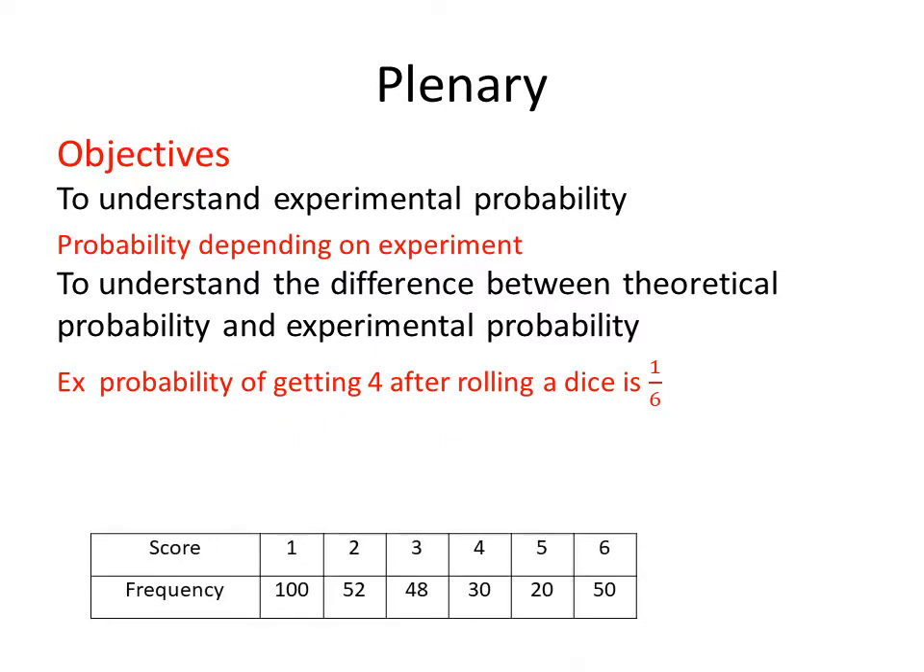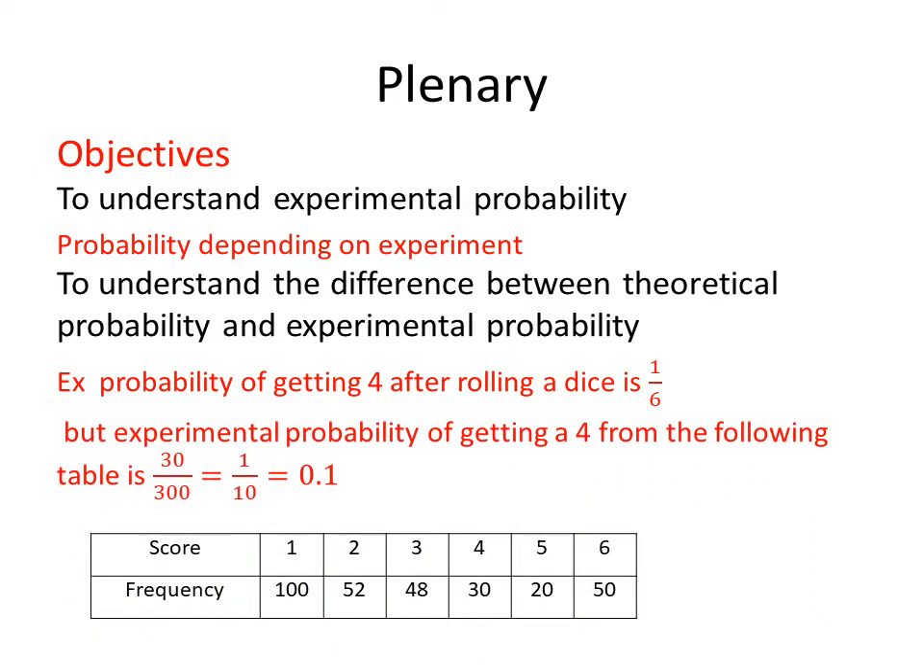While to find the experimental probability, we will depend on the experiment and we will record our results in a table. Then the experimental probability of getting 4, which is the same as relative frequency, will be equal to 30 out of 300, because here the total frequency is 300. 30 out of 300 will be equal to 1 out of 10, which is 0.1.